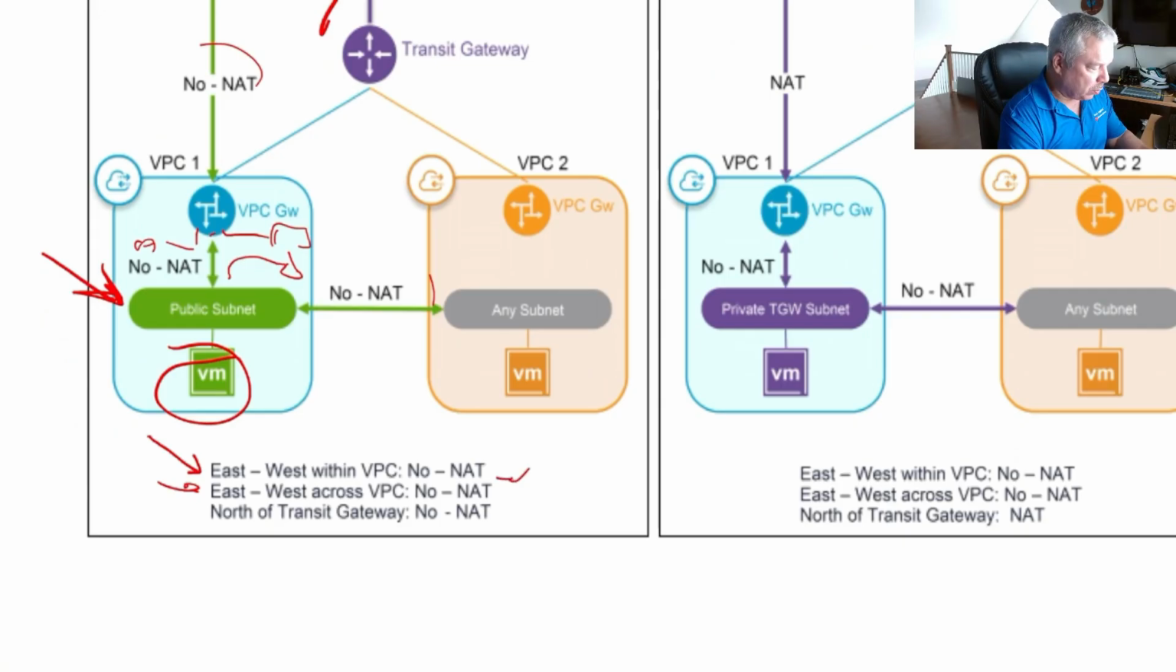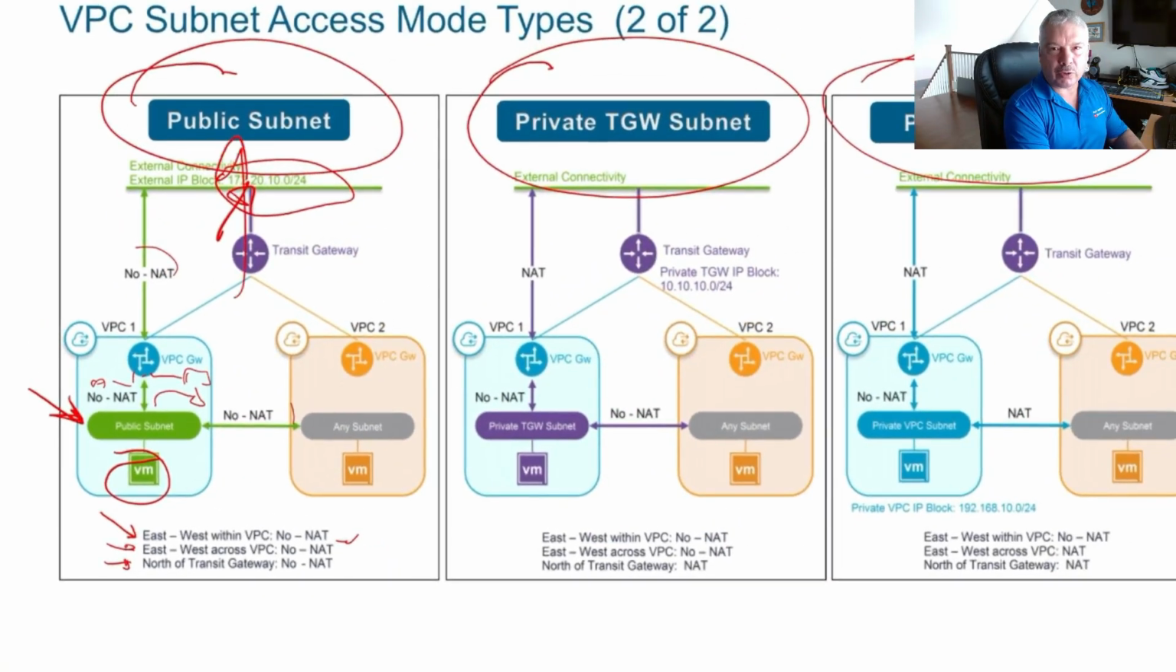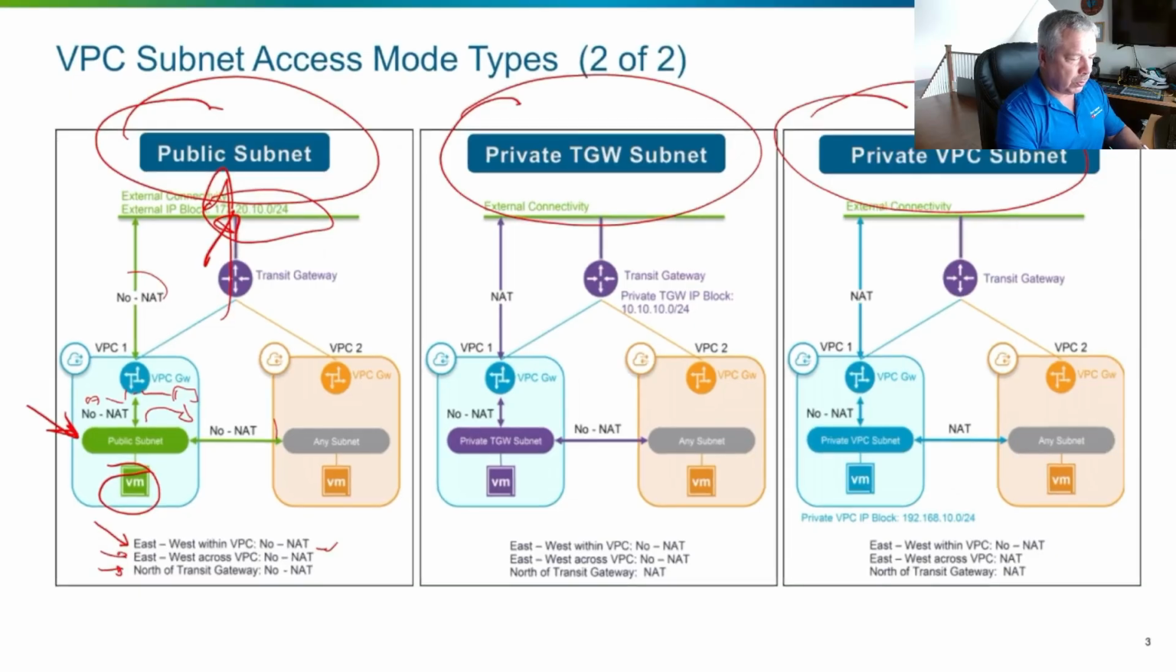Anyways, and then north-south, in and out, north of the transit gateway, we're not doing any network address translation. So you're getting a public address, okay? And it's routable.